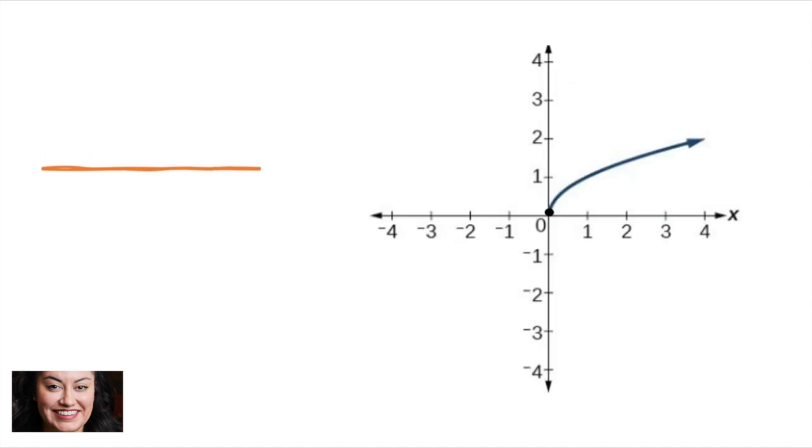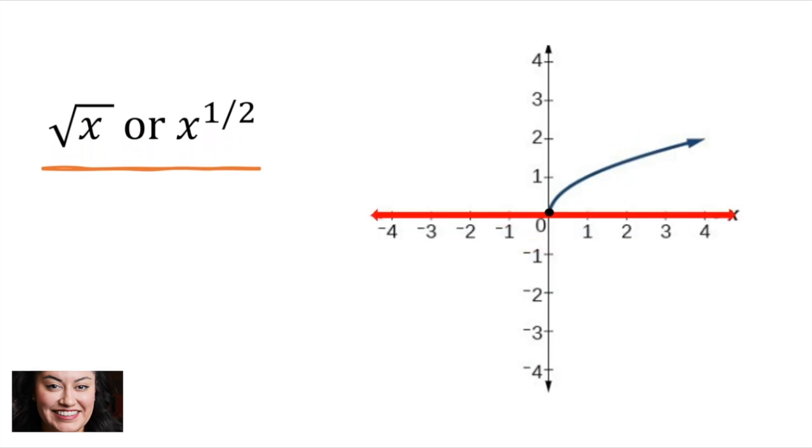This is a radical function, and it is notated as the square root of x, or x to the 1/2 power. They mean exactly the same thing. We are still discussing our domain, looking at our x-axis, which is just a number line that begins at negative infinity and ends at positive infinity.